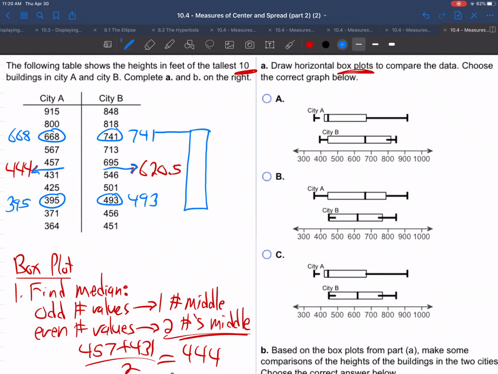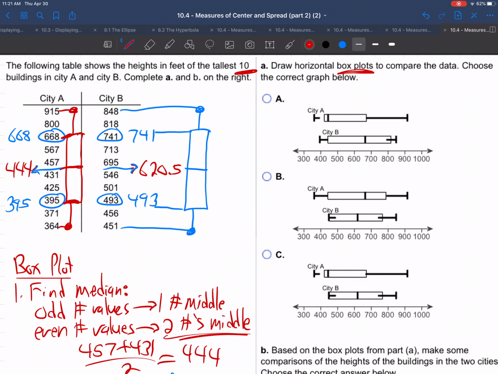And so it'll be at 741, 6 here, 493, and then the little whiskers, the little lines, will go to the top number and the bottom number, lowest and highest numbers. So same thing for the box on the other side. The box will go from here to there. And so 668, 444, 395, and then the little whisker will go down to there, and it will go up to there for that value and that value. So there are the 2 boxes.